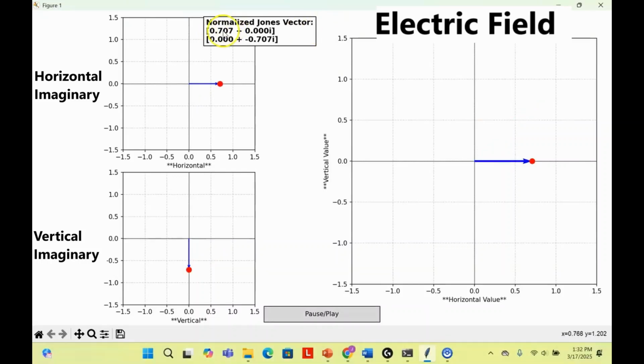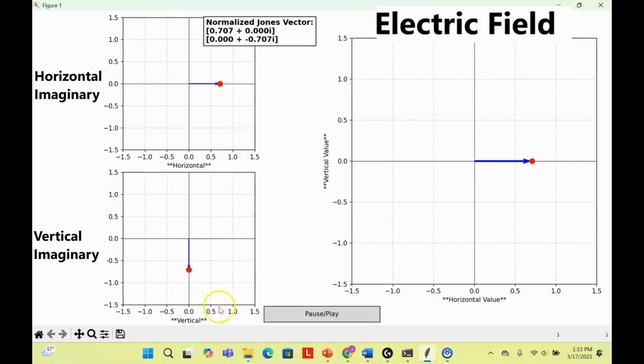The Jones vector 0.707 and -0.707i represents right circularly polarized light. At the beginning of the cycle, the horizontal component of the electric field is 0.707. At this time, the vertical component of the electric field is all imaginary, meaning the electric field at that time is 0. For right circularly polarized light, the two components of the Jones vector are out of phase by 90 degrees. The vertical component lags behind the horizontal component by a quarter cycle.